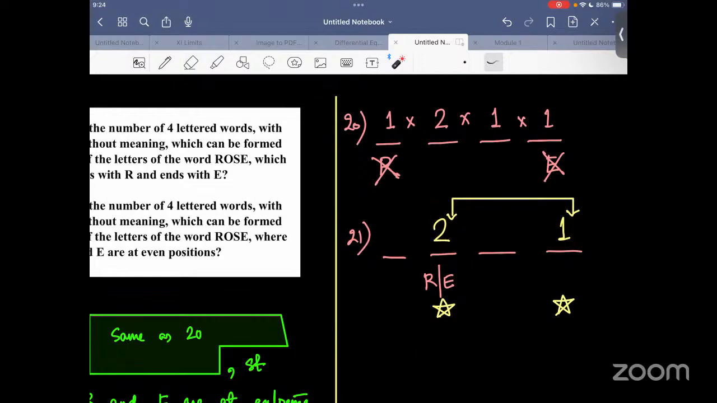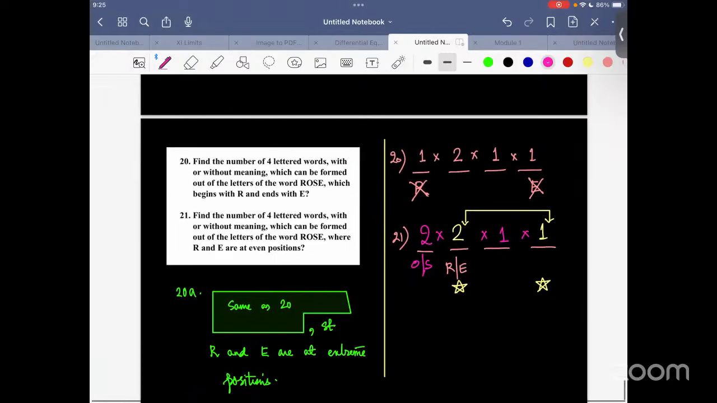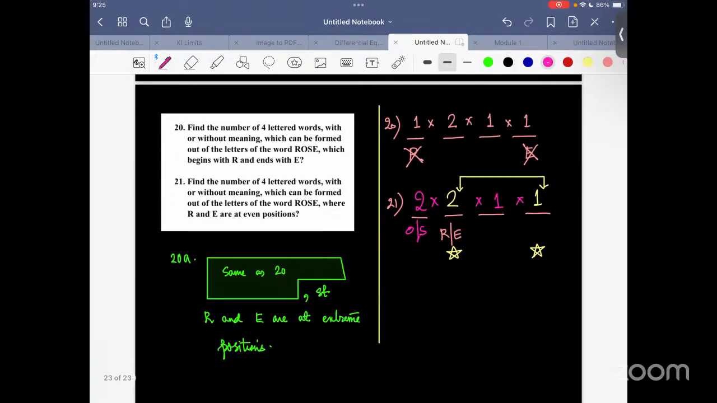Now you have allocated these two positions, which are the restricted positions. Now I'll attach the unrestricted positions. Who can come here? It can be O or S. Any one can come here, and the remaining one will come here. So the answer will be 2 into 2 into 1 into 1. Is it clear? I hope you got it. These two allocations are by one logic. The yellow one allocation is by another logic. I hope you got it. Just let me know in the comment section.